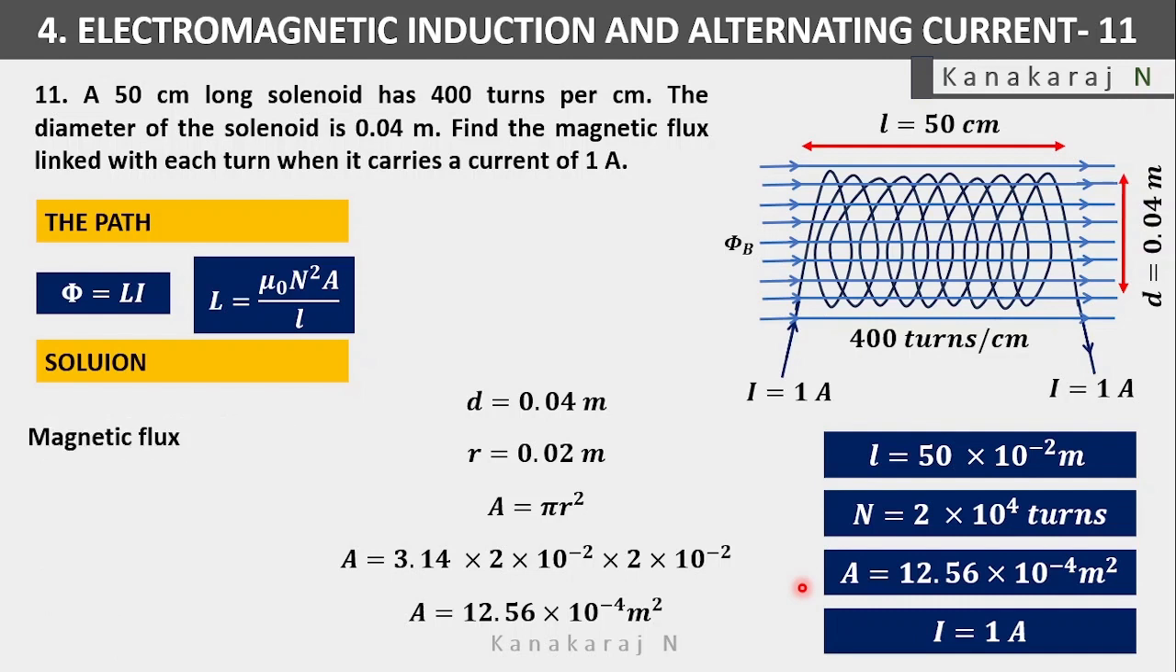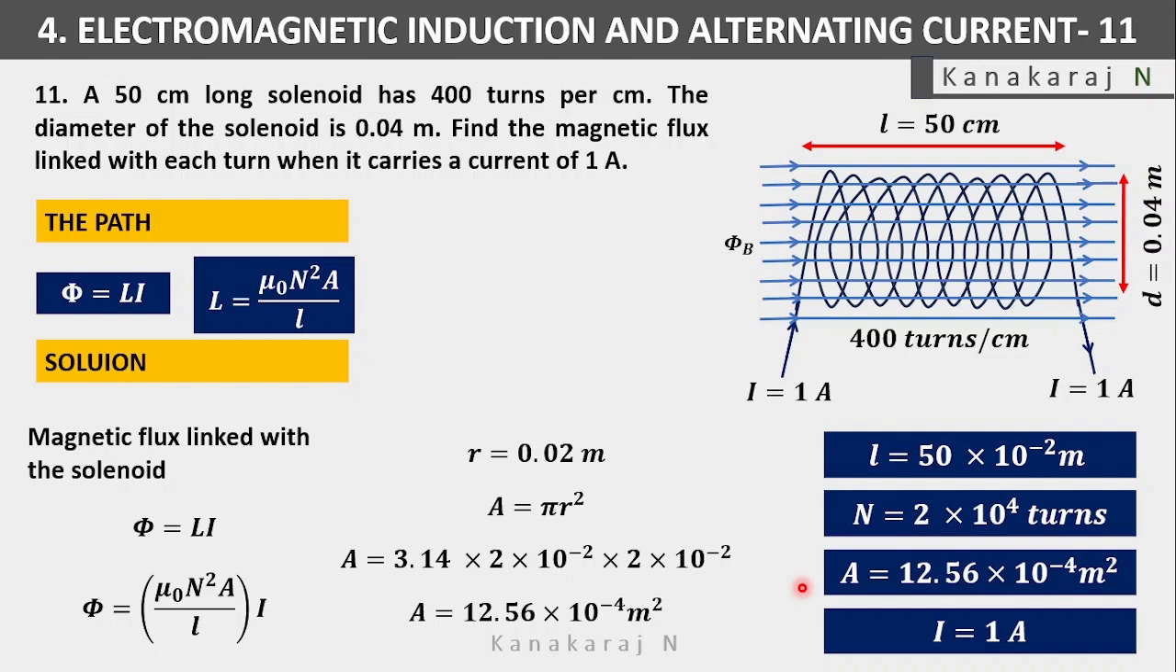Good. Now the magnetic flux linked with the solenoid, not the turn of the coil, the solenoid, we have the formula phi equals L times I. Here on the left hand side you don't have the N term, right? Good. You have to remember that. Let us substitute L, mu naught N square A by l times I. We need some space, so let us remove a few terms from here.